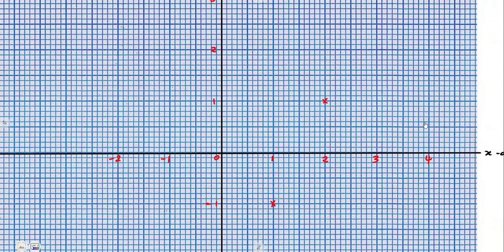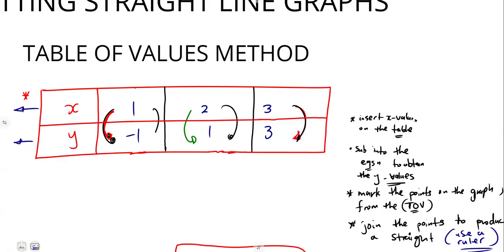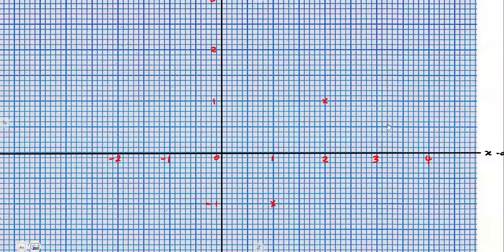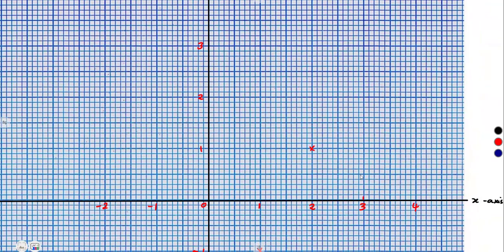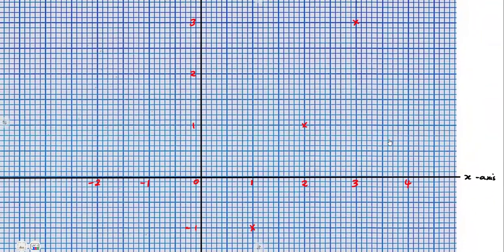All right, another point is when x is what? 3, y is also 3. So that's when x is 3 here, y is also what? Y is also 3. So where they meet, you mark a point. So that is it, guys. We've got our straight line here.